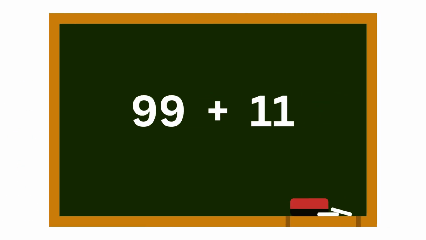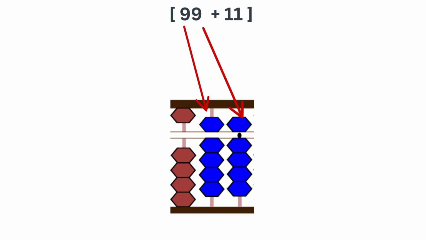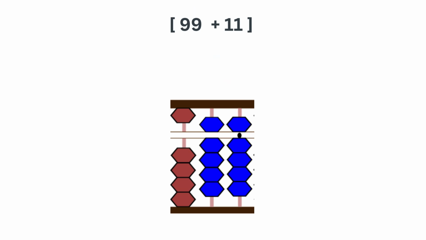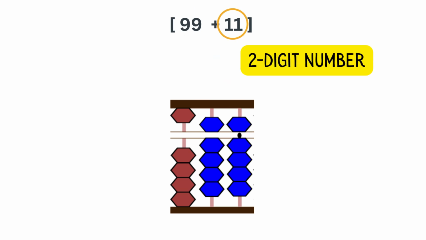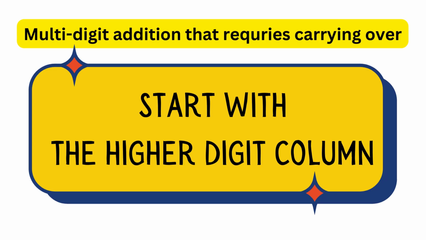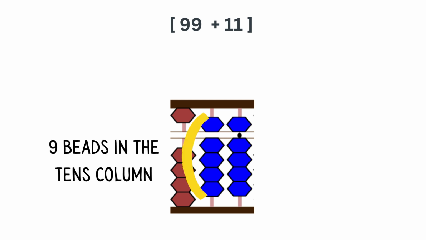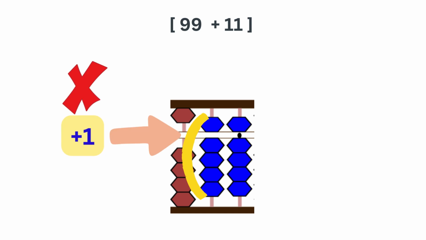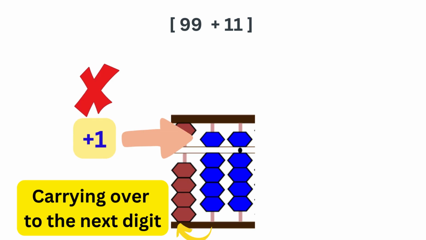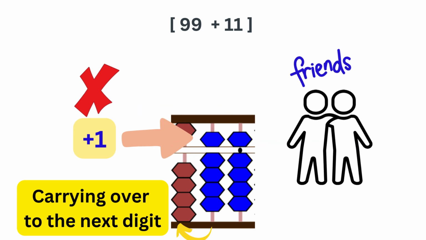Let's try a multi-digit addition problem that requires carrying over, 99 plus 11. First, we add 99 on the abacus. The next number, 11, is a 2-digit number. For multi-digit problems on the abacus, we always start with the higher digit, so we begin by adding 10. In the tens column, there are already 9 beads, leaving no room to add 1. In this case, we carry over 1 to the next column, which is the hundreds column, using the complement pair.